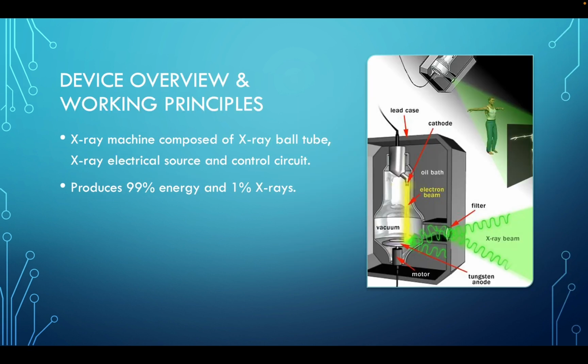And then let's talk about the device overview. In these structures, the filament power supply is used to heat the filament, and the high voltage output end of the high voltage power supply is connected at both ends of the cathode filament and anode target, providing a high voltage electric field to accelerate the active electrons on the filament to the anode target, forming a high-speed electron flow after bombarding the anode target surface. 99% becomes heat energy, and 1% becomes X-rays.